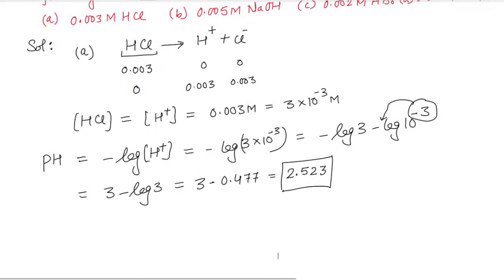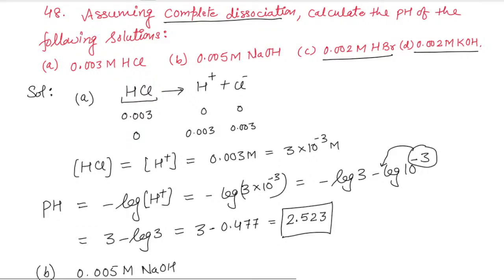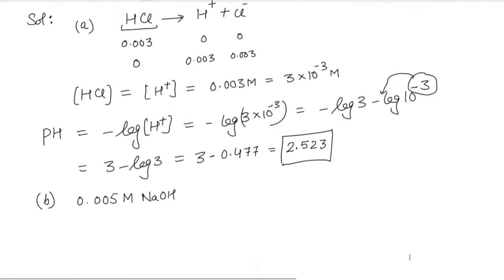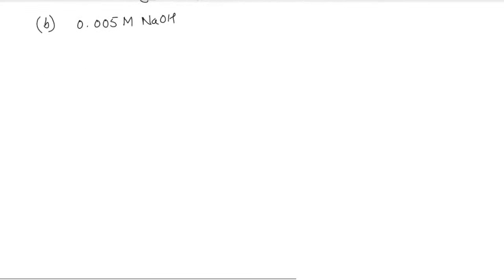0.005 molar. Okay, good. 0.005 molar sodium hydroxide. Then it is 0.002 molar HBr, 0.002 molar KOH. Beta, do it on your own. I will help you out, but you should solve it before me.